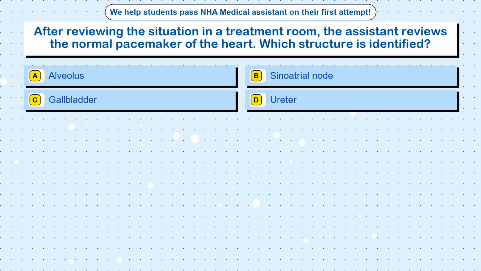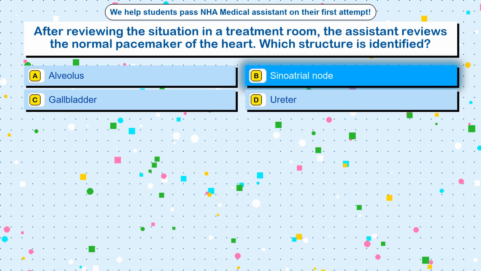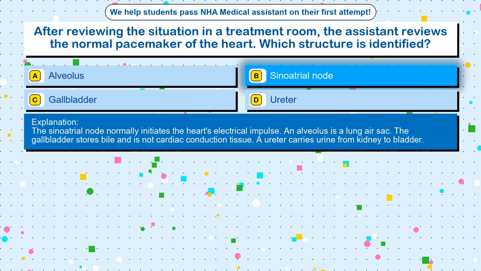Question 16. After reviewing the situation in a treatment room, the assistant reviews the normal pacemaker of the heart. Which structure is identified? Option A, alveolus. Option B, sinoatrial node. Option C, gallbladder. Option D, ureter. The correct answer is option B, sinoatrial node. The sinoatrial node normally initiates the heart's electrical impulse.